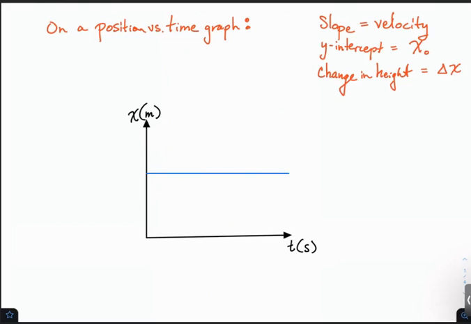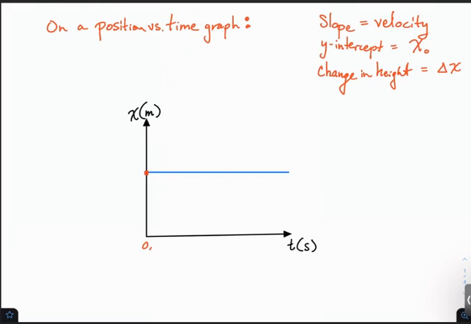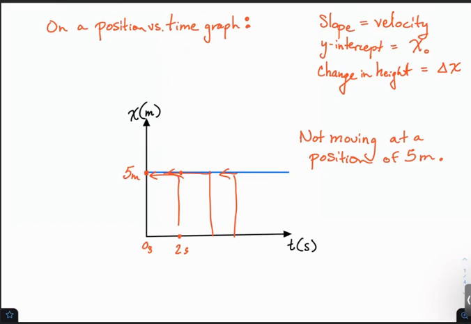So far we've talked about on a position versus time graph that the slope is the velocity, the y-intercept is your starting position, and the change in height is your change in position, or where you started compared to where you end. So at 0 seconds, it was, let's say 5 meters. And a little while later, at 2 seconds, it was still at 5 meters because I go up and follow it over, and that's where it's at. And if I keep looking, it's the same place the whole time. So this means that this object is not moving and it is at a position of 5 meters.